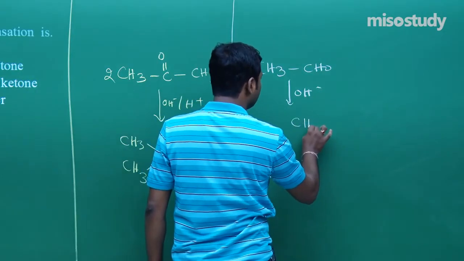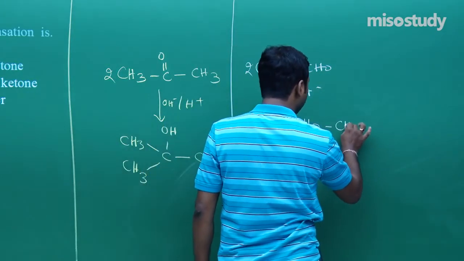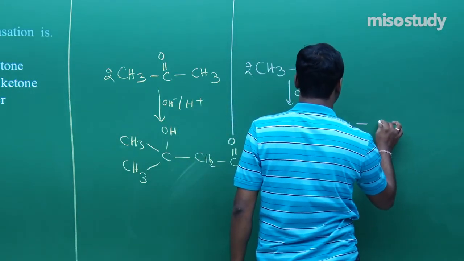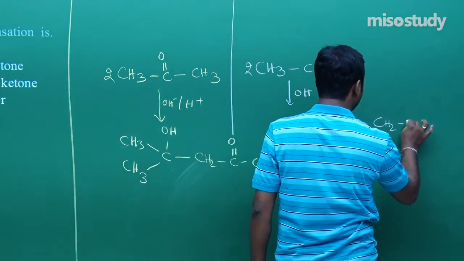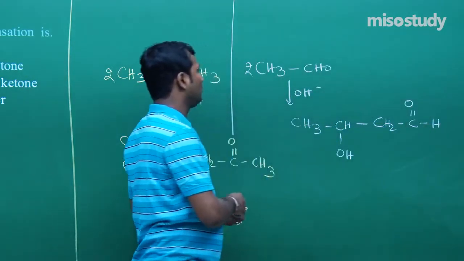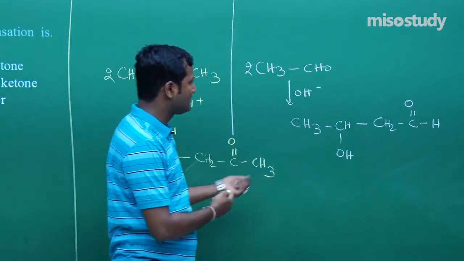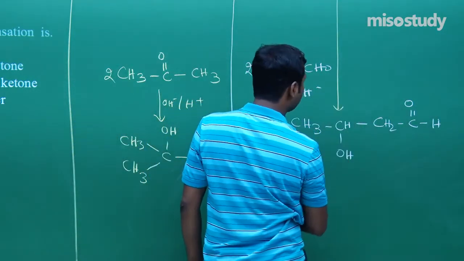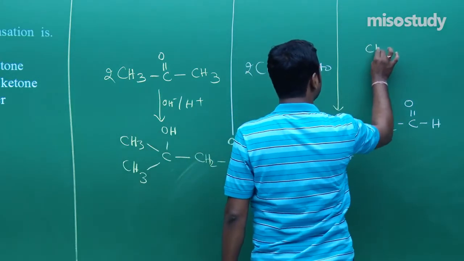It gives you CH3, CHOH, okay, then CH2, then CHO. Clear to you? Wait for a moment. Yes, this is the perfect reaction. Again I am going to explain. I think in my last observation I wrote the wrong one.